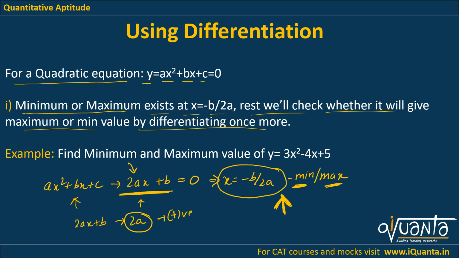And this 2a is positive, right? So if the double differentiation of any expression is positive, that means at this particular value of x, that means minus b upon 2a, we will get the minimum. Remember this, okay? Take the expression, differentiate it twice. If you get something positive, that means at x equals to minus b upon 2a, you will get the minimum value of that expression. And if this double differentiation is negative, that means for that particular value of x, minus b upon 2a, you will get the maximum value of that expression. We'll solve this through an example.